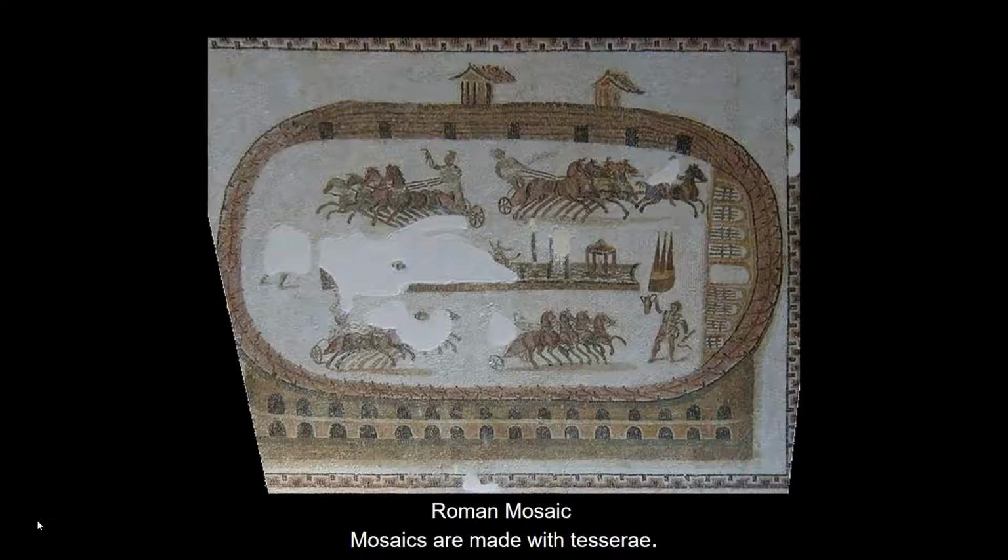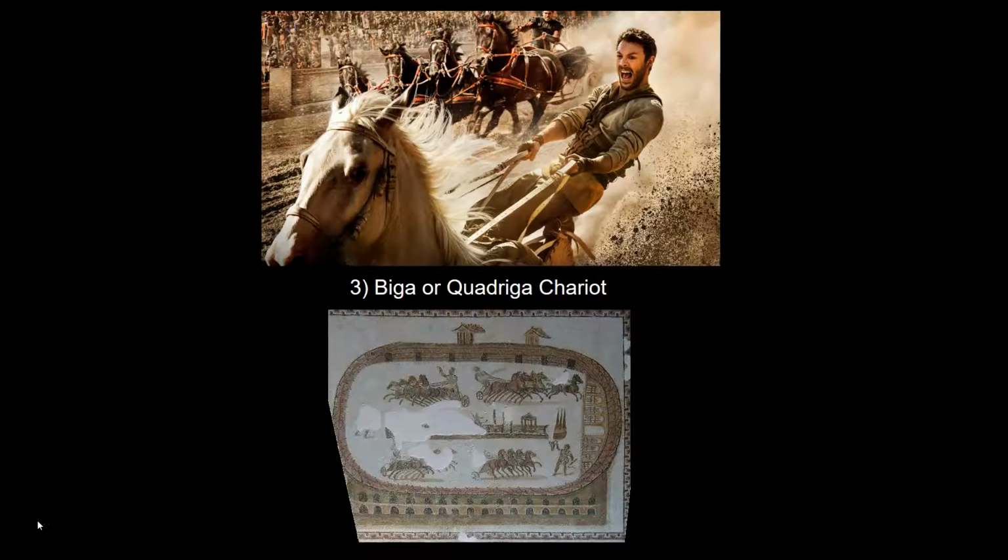Now, something else I want you to note is that these are 4-horse chariots. The Romans loved 4-horse chariots. These are called quadriga, from the Latin words for 4 and yoke. And above here I've shown you an image from the 2016 remake of Ben-Hur. It's all about Roman chariot races.